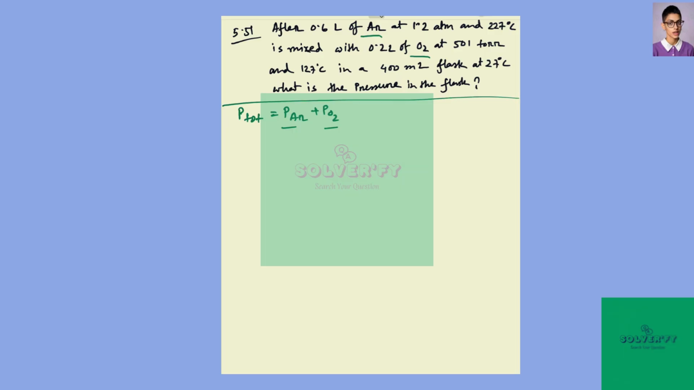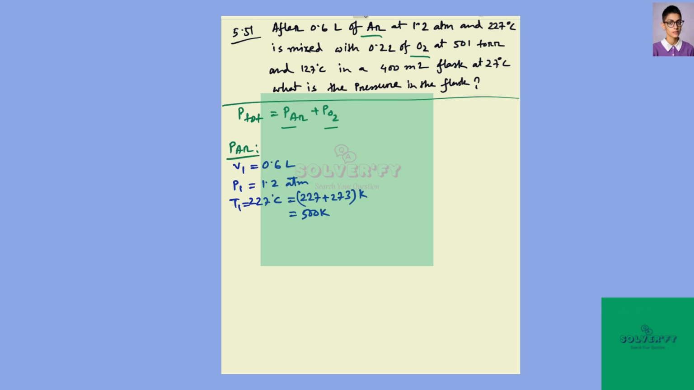Let's write down the information that is given. For the partial pressure of argon, the volume given is 0.6 liter. The pressure given is 1.2 atmospheric pressure. The temperature is 127 degrees Celsius, or we can write 127 plus 273, equal to 500 Kelvin.